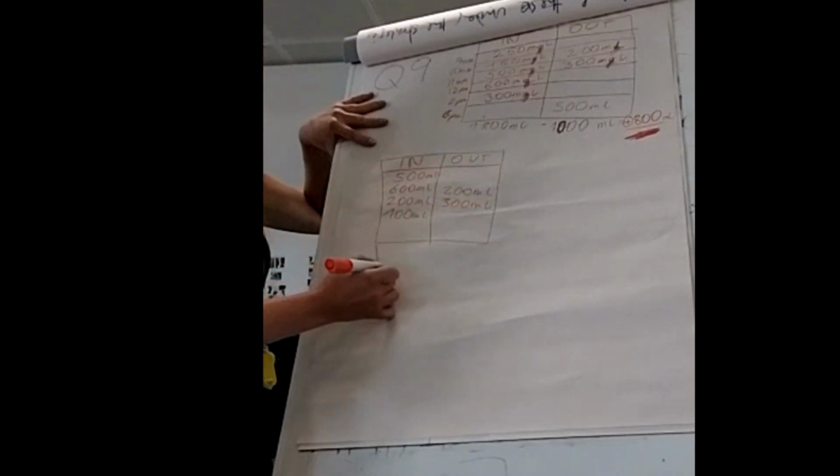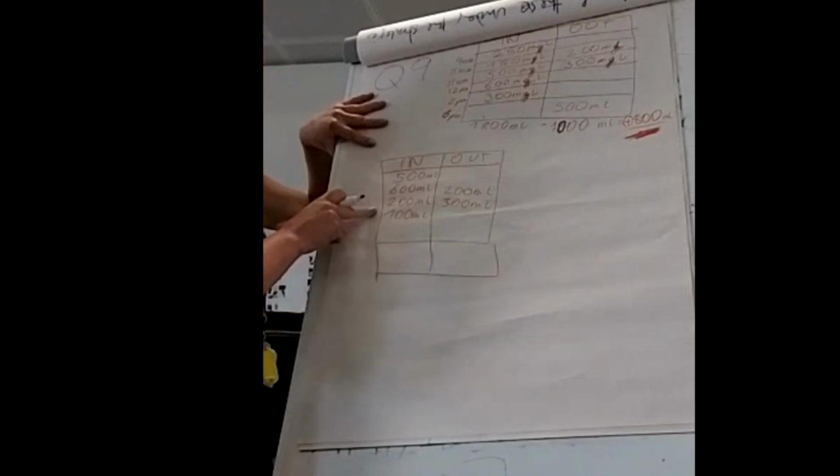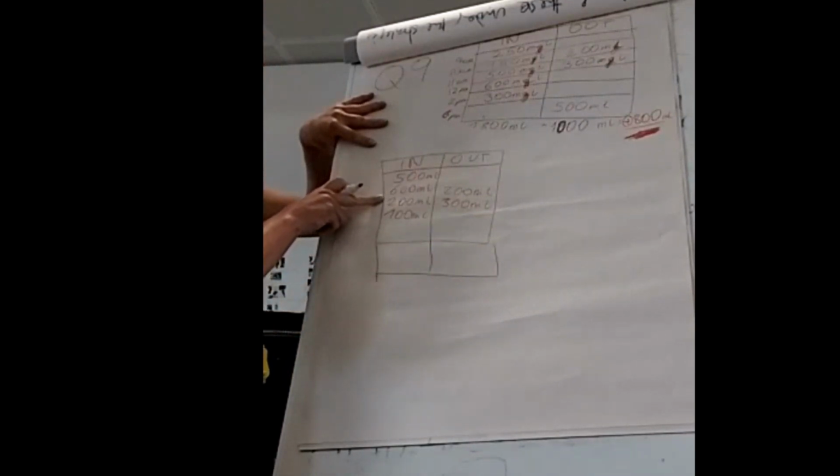Okay, so how much did go in? 1,400 milliliters. And how much did go out? 500. So what is the total? 900 milliliter. Is that plus or minus? Plus. It's still in the plus. Very good. So there you just have to add them all together.